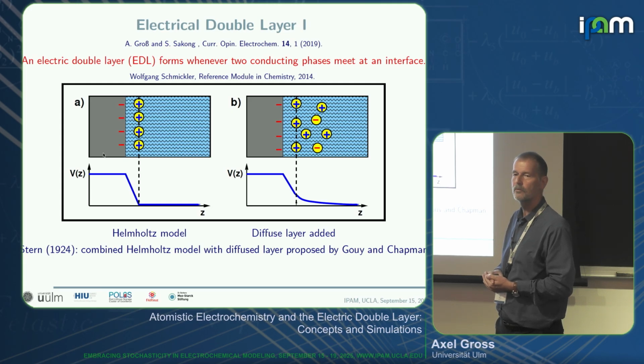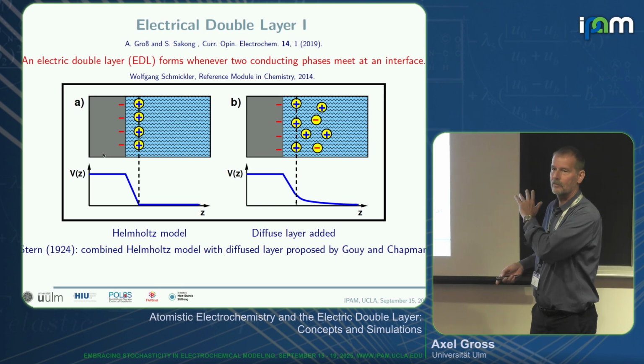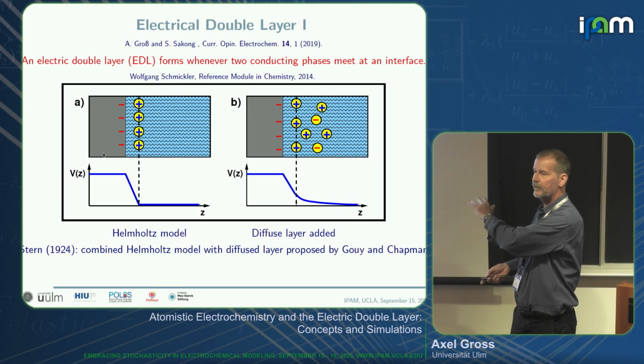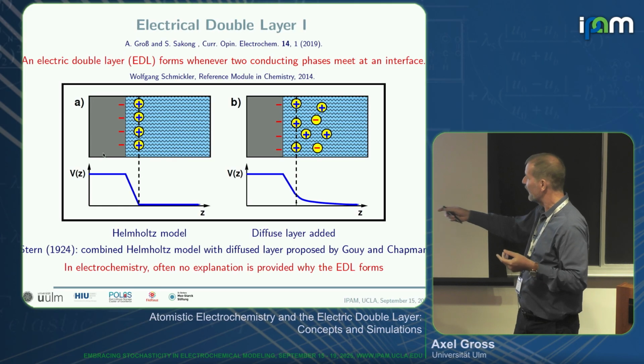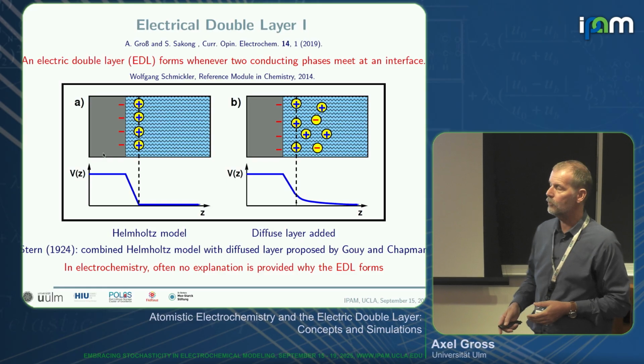So I think we have the tools now to check whether this is really the case. I'm not questioning this concept, but it's still strange that it's, so to say, taken for granted. We already know the structure. And again, often no explanation is provided for why the electric double layer forms.